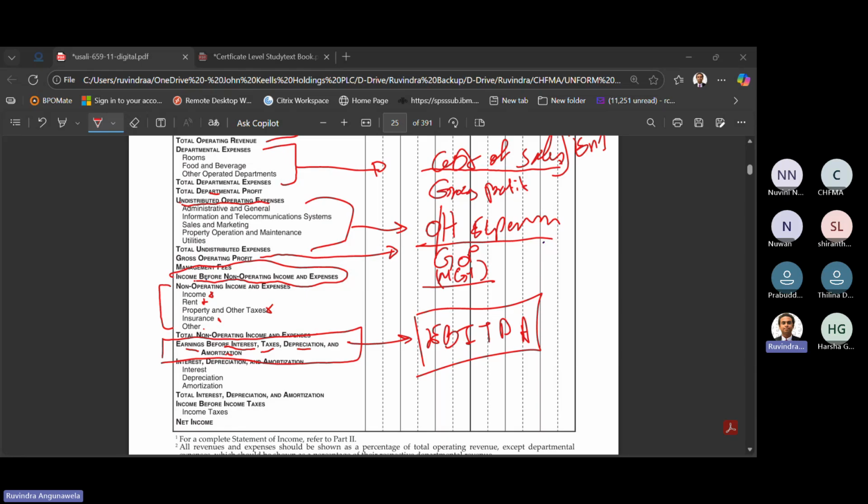So nobody else has heard about EBITDA before except for Tilina. Is that right? How about Nuvini, Prabodha, Shiranta, Harsha, Nuan? Never heard about EBITDA? Okay. Anyway, now you know what EBITDA is.